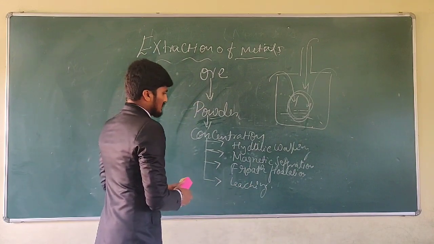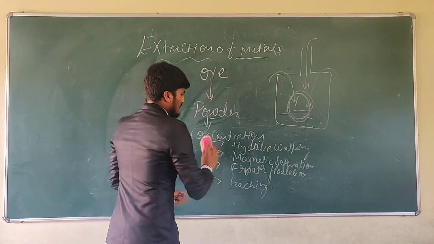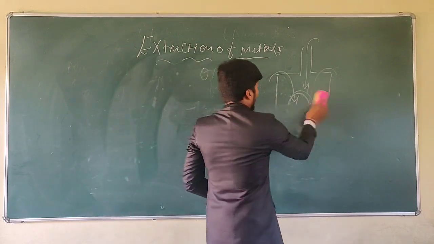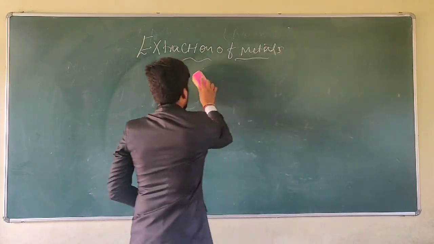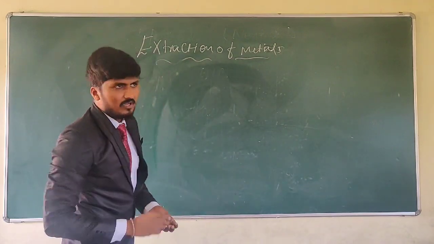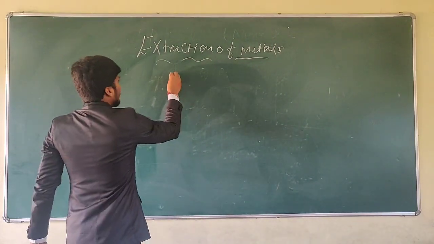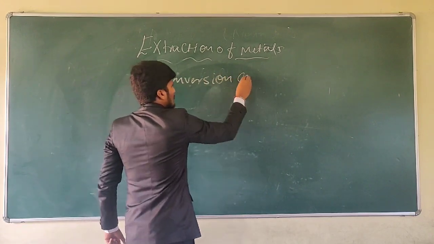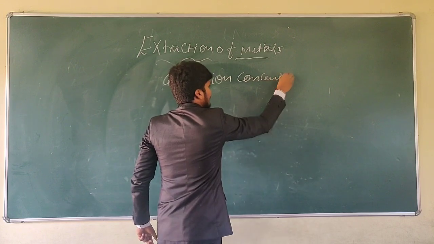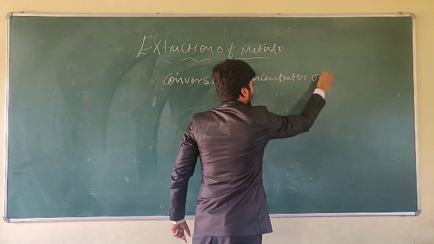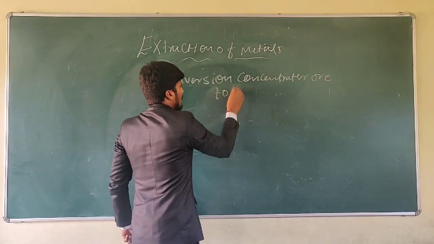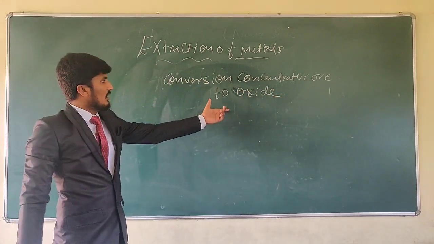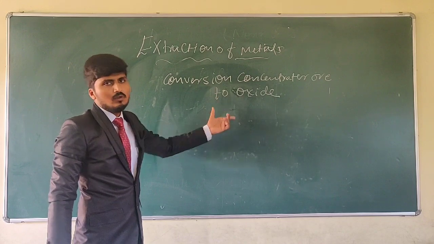Next one, after concentration of ore, what you have to do? We need to convert the concentrated ore into oxide form. From the oxide form, we are going to extract the metal. Because see, the remaining two methods are conversion of concentrated ore to oxide form and reduction of oxide form of ore into metals.